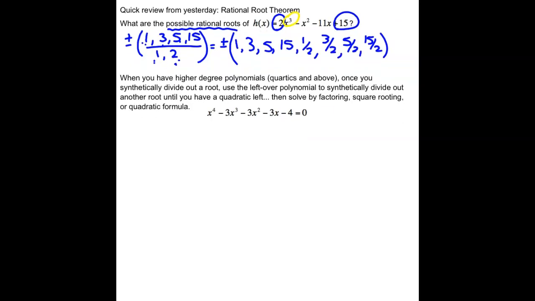When we have a higher degree polynomial like quartics or higher, once we synthetically divide out a root, we're going to use the leftover polynomial to continue that synthetic process, divide out another root. We're going to keep doing that until we get down to a quadratic polynomial left. Because once we get down to quadratic, we have methods for solving. Like we can factor, use the square root technique, or always the quadratic formula will work. Okay? So again, we're going to go through that process.